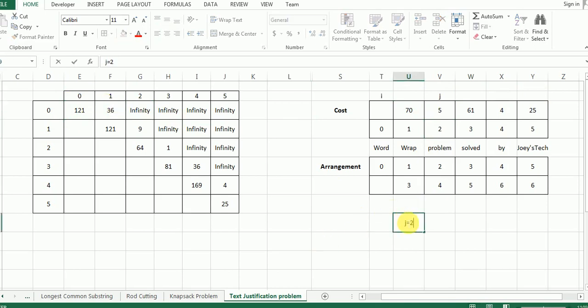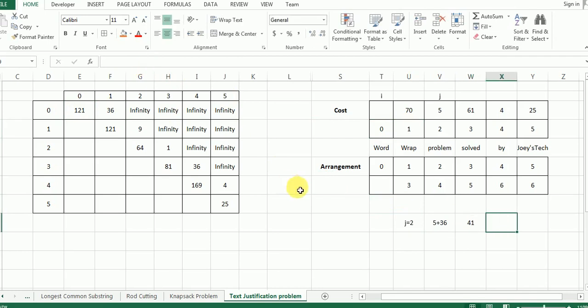Let's calculate the value. The cell value is already 5, and 0 to 1, let's see what the value is going to be. It's going to be 36. All right, so the value is going to come out as 41. The sum is going to come out as 41.